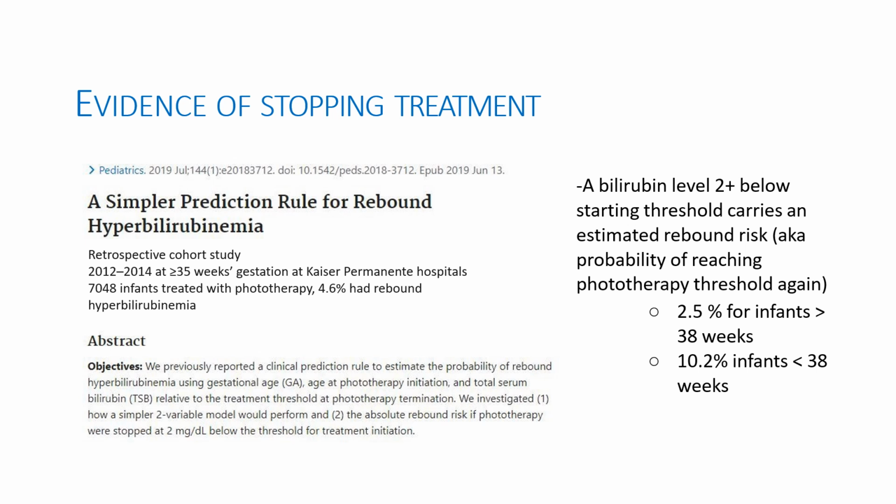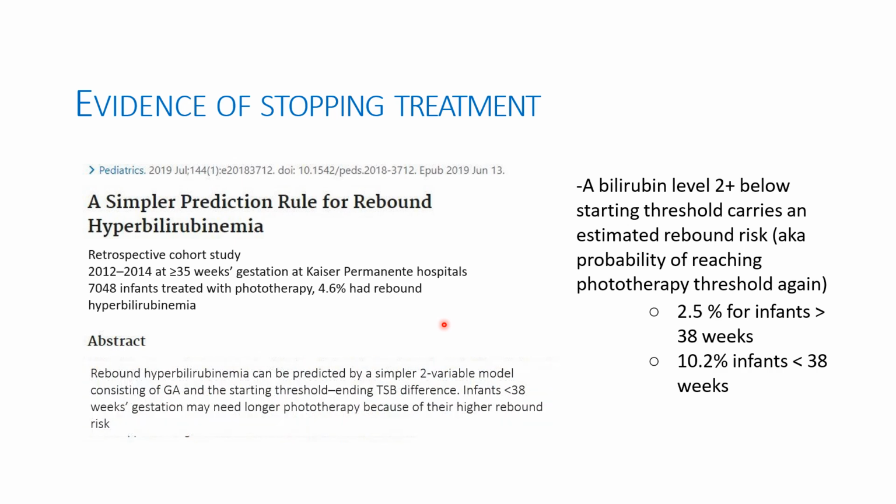This evidence comes from a retrospective cohort study published in 2019, which enrolled data from 2012 to 2014 on babies of 35 weeks gestation or more at Kaiser Hospital in Northern California. They enrolled 7,000 infants treated with phototherapy. They found that overall around 4.6% of babies had rebound hyperbilirubinemia.